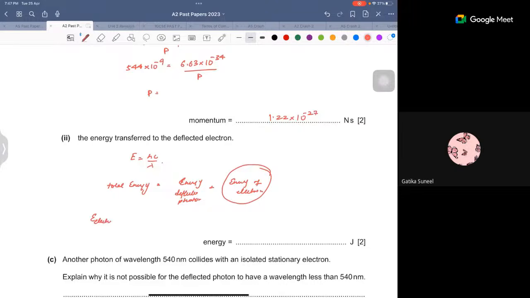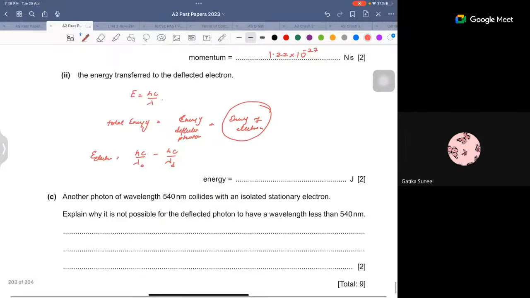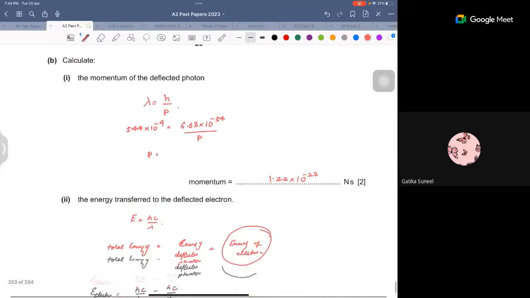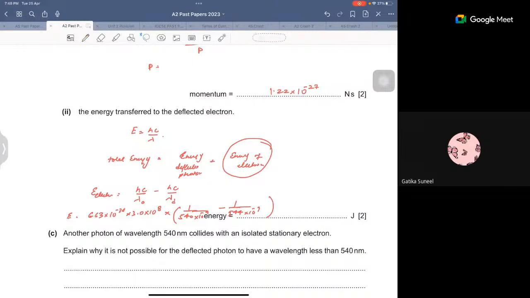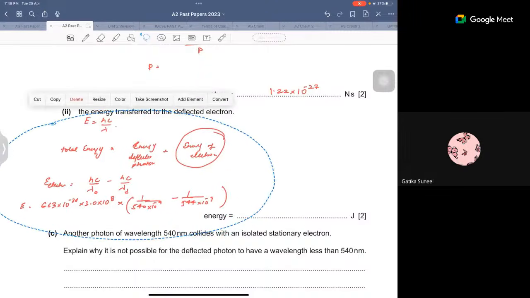So energy of electron would be equal to hc over lambda minus hc over lambda. This is for the original photon, and this is for the deflected photon. Okay, so that's what you're going to do. So we can take hc as common. So energy will be equal to 6.63 times 10 raised to minus 34 times 3.0 times 10 raised to 8 times 1 over the original photon, which was 540 times 10 raised to minus 9, and minus 1 upon, okay, I messed it up. 544 times 10 raised to minus 9. Okay. Let's move this whole thing up. Can you please find this value?